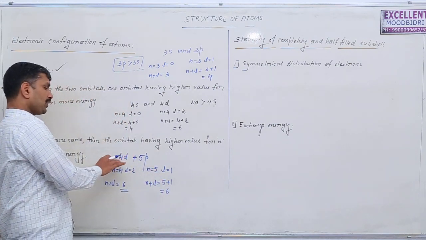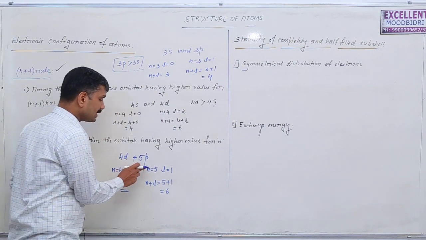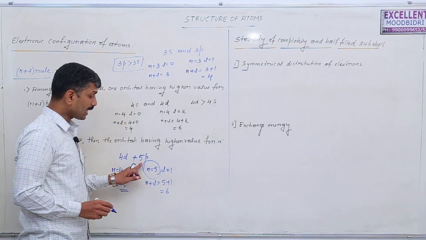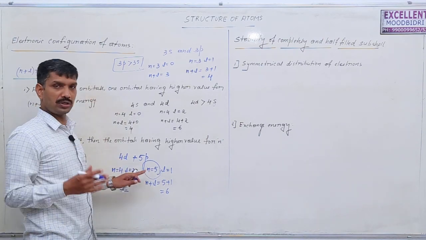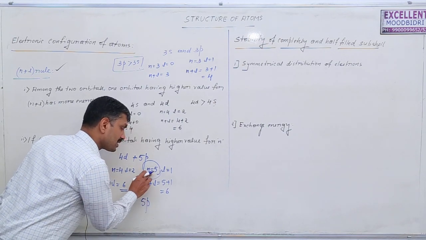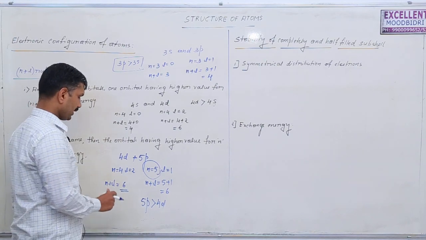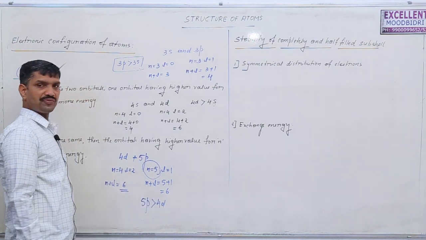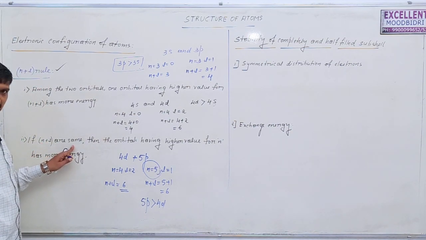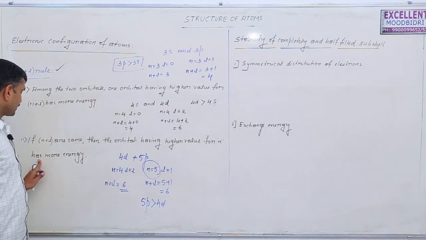But now among 4d and 5p, which has more energy? This is decided on the basis of the principal quantum number n value. The orbital having the higher value for n has more energy. Here 5p has the higher value for n, so it has more energy than the 4d orbital. So this is the second statement: if n plus l values are the same, then the orbital having the higher value for n has more energy.